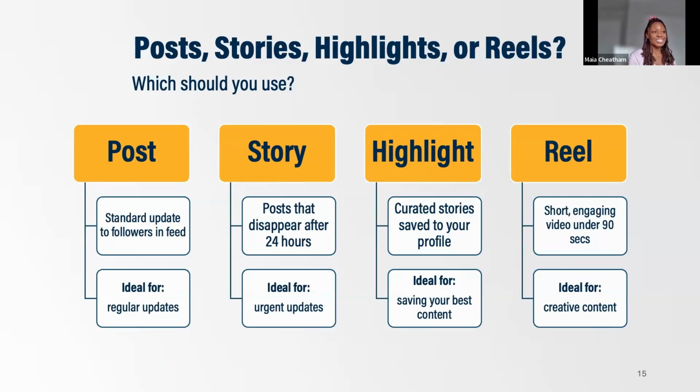More definitions. We have posts, stories, highlights, and reels. Posts are standard updates to followers in your feed. This is majorly what we've been talking about thus far. They're great for regular updates to your audience. Story posts are posts that disappear after 24 hours. They appear in a slightly different area, but they're ideal for urgent updates or interesting content.